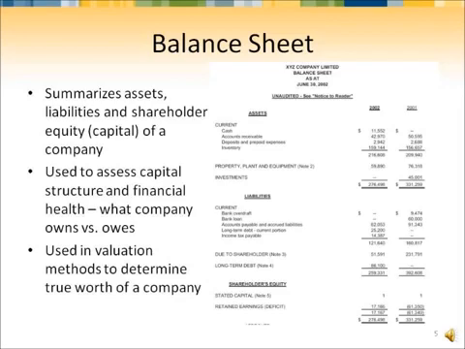Next, let's look at the balance sheet. The balance sheet summarizes a firm's assets, liabilities, and shareholder equity. Categorized as either short-term, also known as current, and long-term, these itemized assets and liabilities provide bankers with a snapshot of how well a firm balances their capital structure, what the firm owns versus what the firm owes.